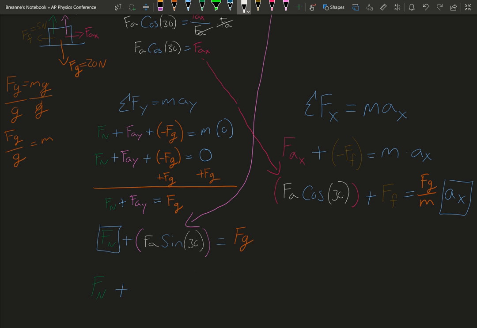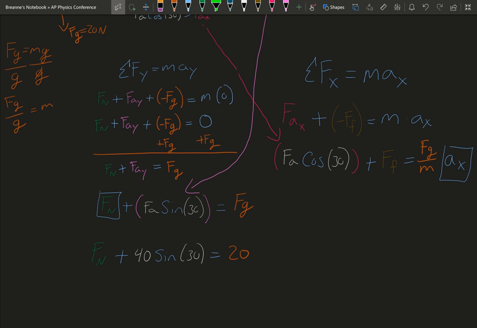Plus, our force applied was 40 sine of 30 equals our force of gravity, which is 20. Now, it is technically negative 20, but remember we brought it over to make it positive, so it's just 20 in this case. So now you just plug in 40 sine of 30 into your handy dandy calculator.